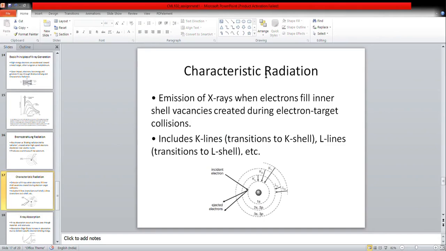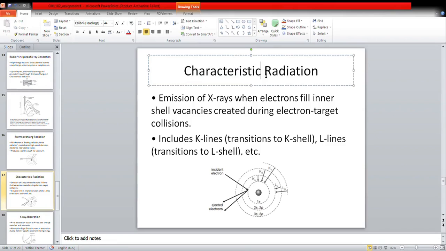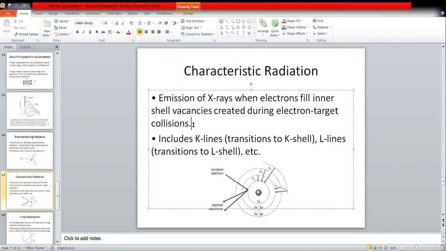Coming on to characteristic radiation, as already stated, characteristic radiation is rather discrete. It is the emission of X-rays when electrons fill inner shells during electron-target collisions. If an electron collides with the atom and fills the inner shells like the K shell, L shell, M shell, the rays emitted during these collisions are characteristic radiation, and it is dependent upon the level which the electron reaches when it hits the metal.